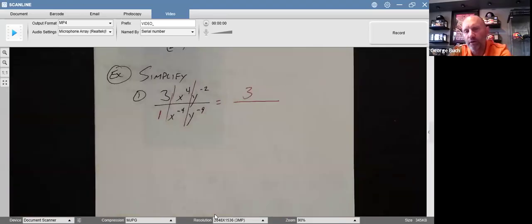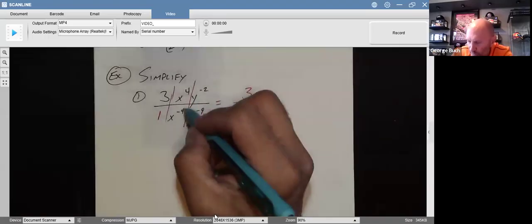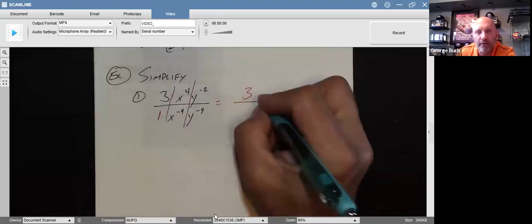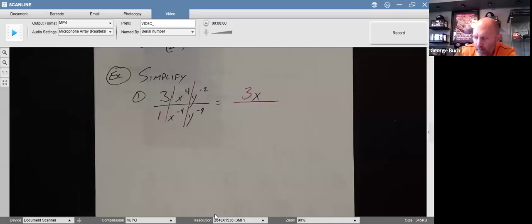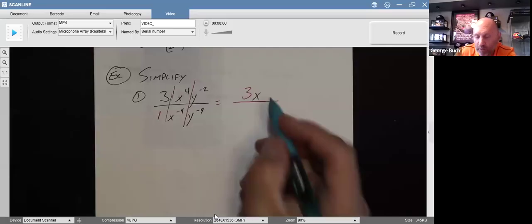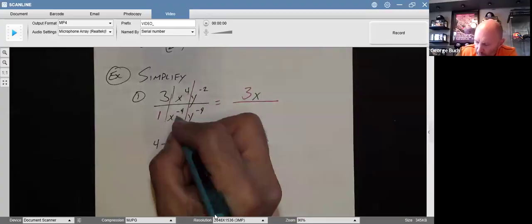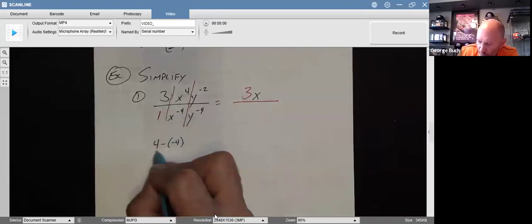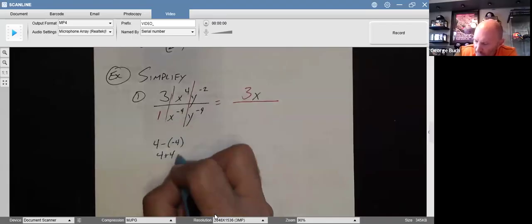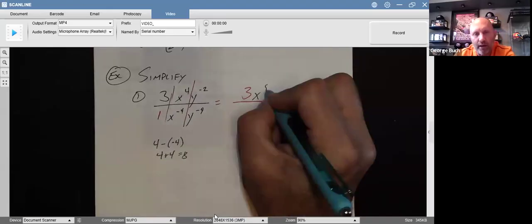And now for the variable parts, we can use that shortcut, right? So if I use the shortcut here, what's the first thing I ask? Well, where is the bigger exponent? Well, on the x terms, the bigger exponent is in the top, meaning the x is going to end up in the top. And how do I figure out what exponent goes on here? It's the big number 4 minus the small one, negative 4. 4 minus negative 4 is like 4 plus 4, which is 8. So this x gets an 8 on it.